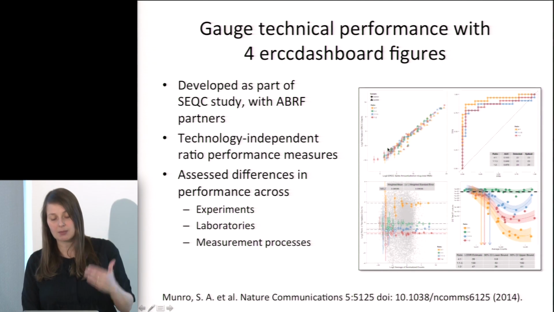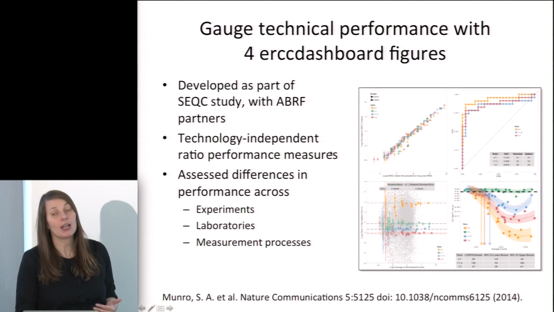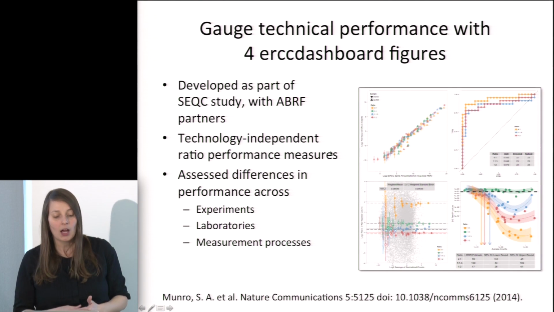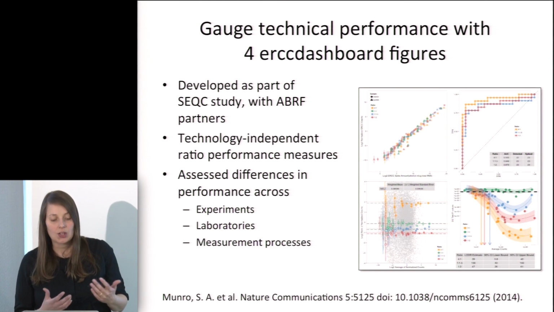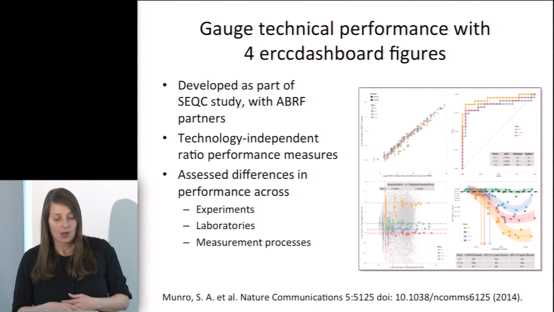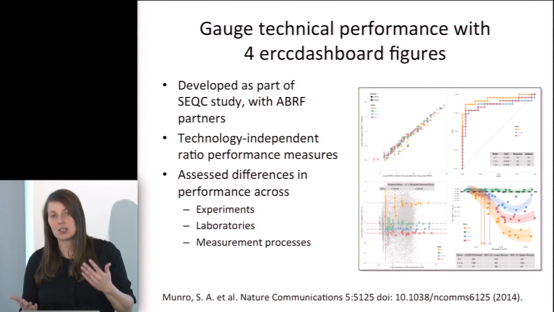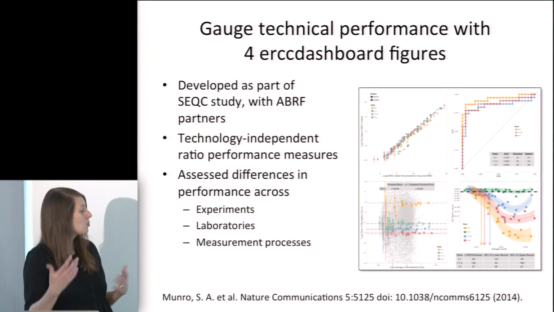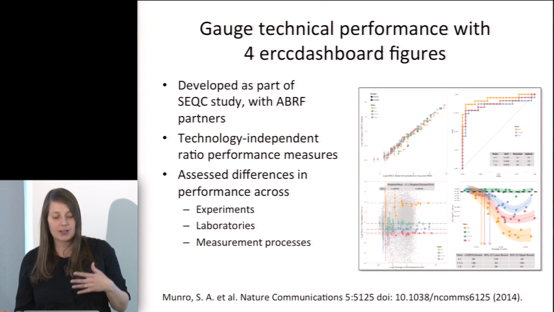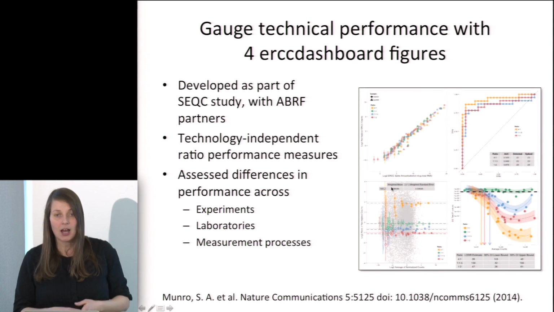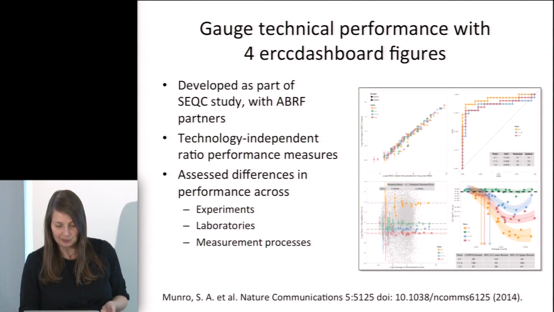And this package was developed as part of the FDA-led SEQC study, along with ABRF partners. ABRF is the Association of Biomolecular Resource Facilities. The technology-independent ratio measures that come from this tool can be used to assess differences in performance across experiments, across laboratories, and between different types of measurement processes. And this work was published back in 2014 in Nature Communications.